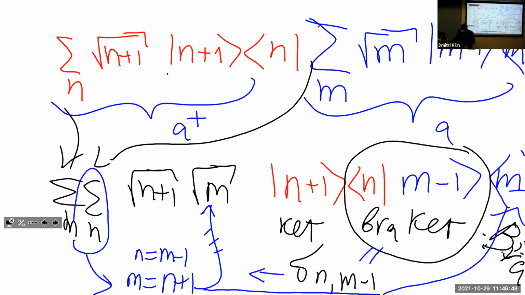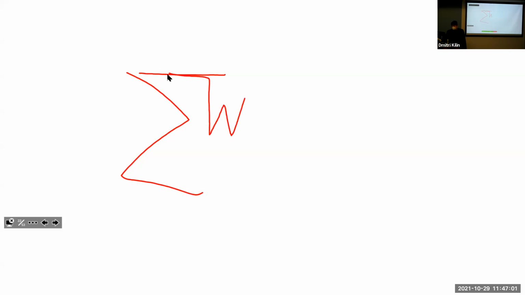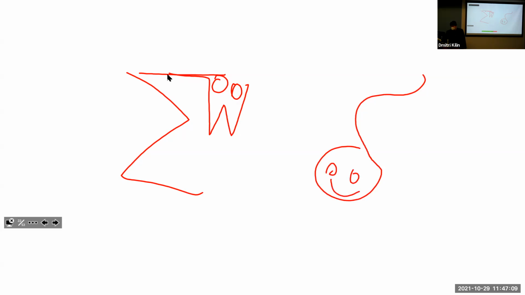Once upon a time, I was sharing my personal positive memories about linear algebra. When summation meets delta function, they both disappear, right?